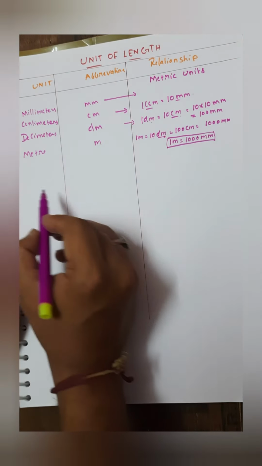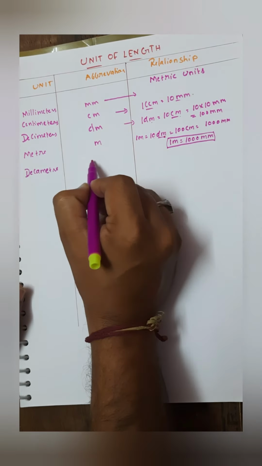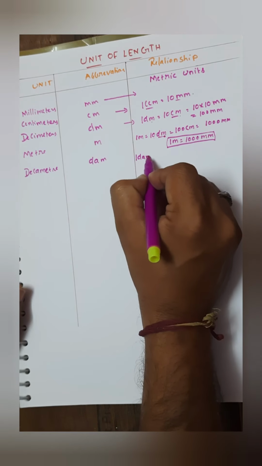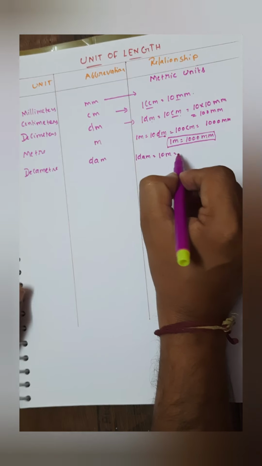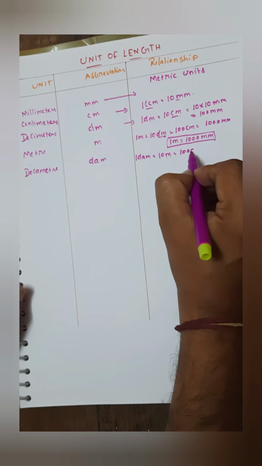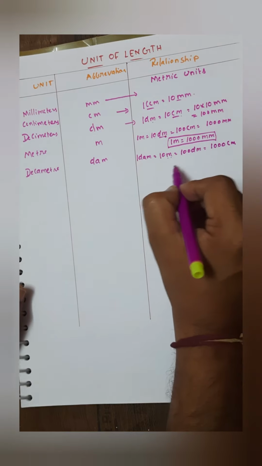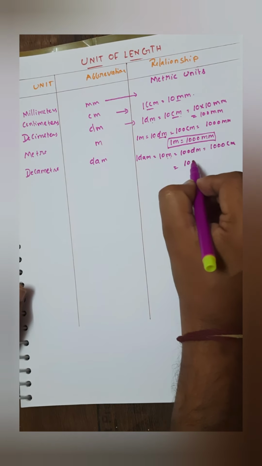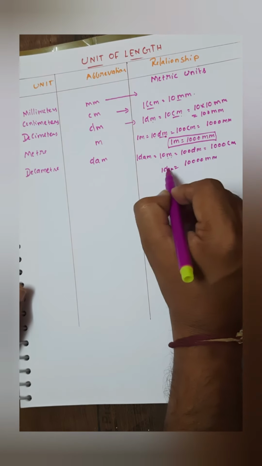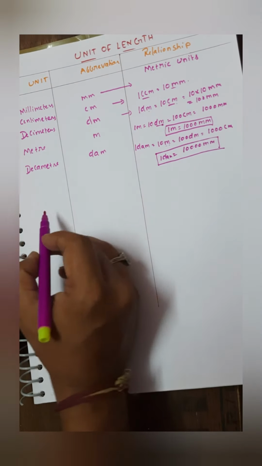The next thing is decameters, DAM. 1 DAM is equal to 10 meters. 1 meter is 10 decimeters, so it will be 100 decimeters, 1000 centimeters, and 10,000 mm. So for 1 decameter, it is 10,000 mm.